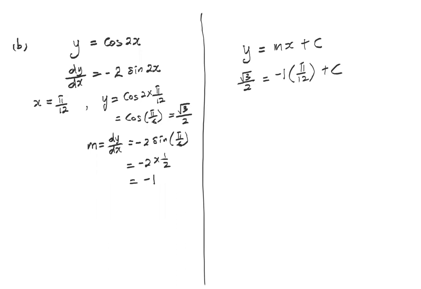Okay, so now, therefore, the C will be equal to negative... Am I doing the right thing? Okay, now C is √3 over 2 plus pi by 12, right? So I got my equation of tangent: y equals negative 1x plus √3 over 2 plus pi by 12.